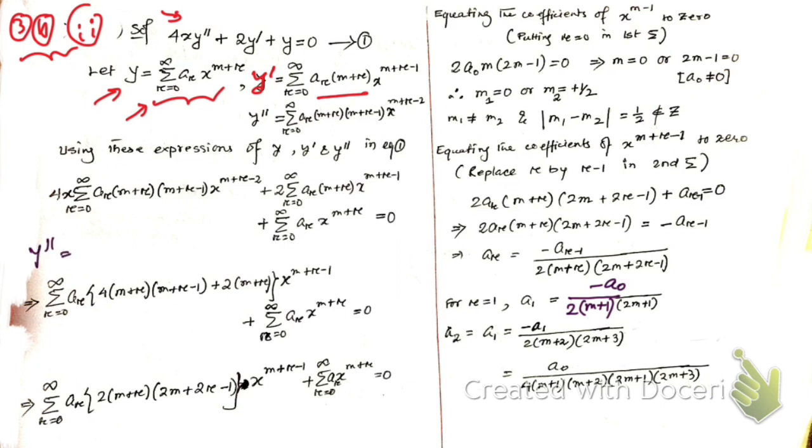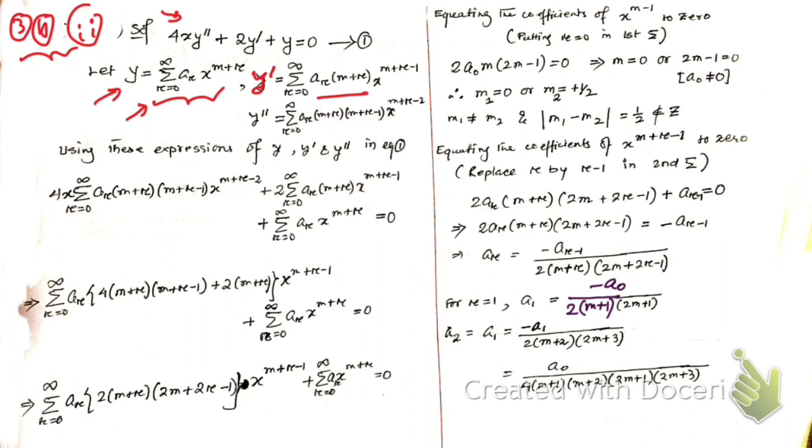Y double dash is equal to the summation r equal to 0 to infinity of a r into m plus r into m plus r minus 1 times x to the power m plus r minus 2. That's what we have got. If you have been watching my videos on the Frobenius method continuously, I don't think I need to explain this solution. You just need the solution, so just note it.